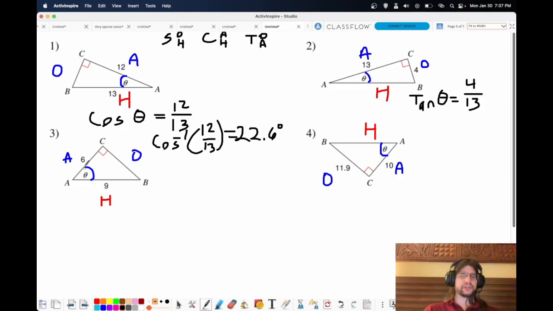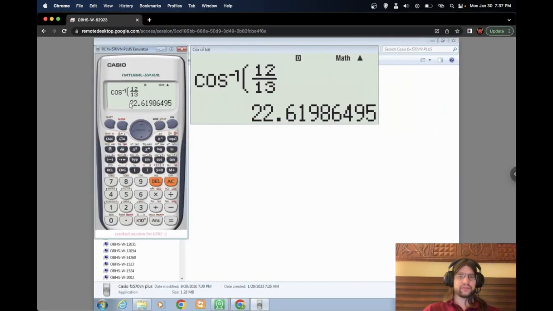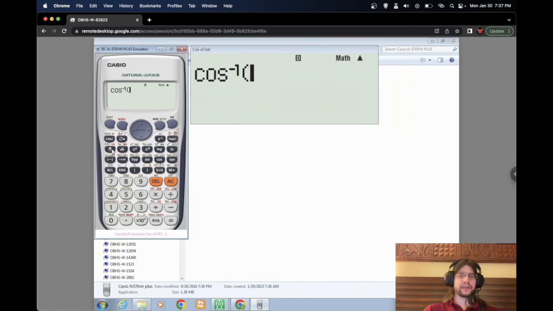Over here, let's see what we've got. We know the hypotenuse, we know the adjacent, so that's another cosine. So cosine of my angle, which is theta, equals adjacent over hypotenuse. Shift cosine, type in your fraction, hit equals.